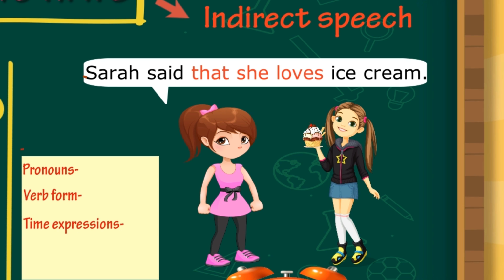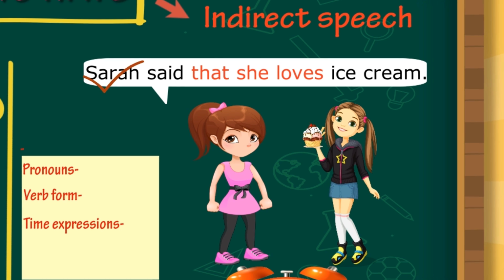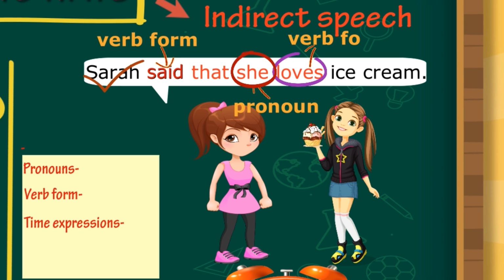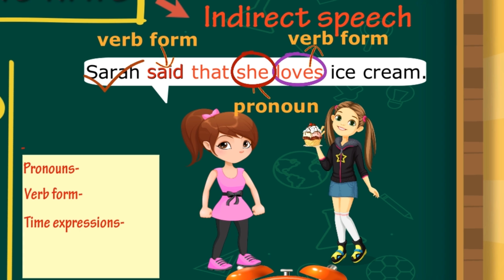As we can see, Sarah is a proper noun representing a person. So, she is a pronoun referring to Sarah. Said is the past tense form of the verb say. Loves is the present tense form of the verb love. There are no specific time expressions in this sentence. However, the verb form said indicates that the action happened in the past.